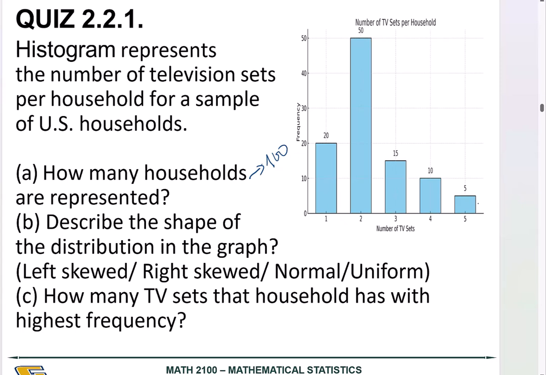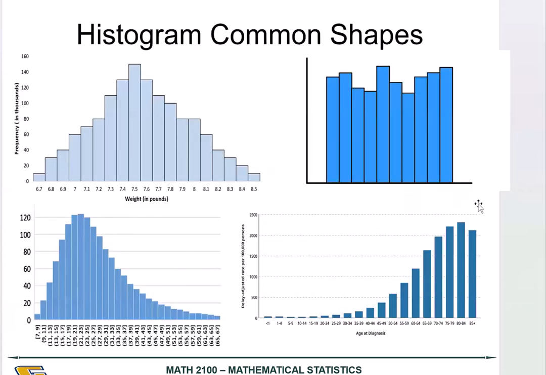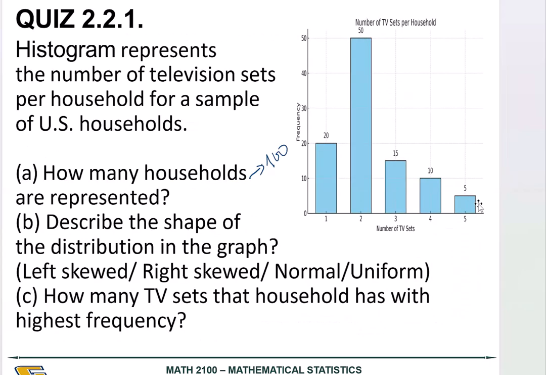Describe the shape of the distribution in the graph here. Given that we have normal, skew to the right, skew to the left, and uniform. This should not be uniform, right? Because the bar heights are quite different. It shouldn't be normal, right? It's not symmetric here. It looks like the third panel here, which is skewed to the right. Most families have one or two, right? But there are some with 5 here. So this is the right skew, right skew. And so you circle right skew here.